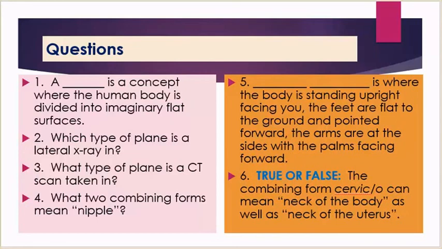Number 5, blank blank is where the body is standing upright facing you, the feet are flat to the ground and pointed forward, the arms are at the sides with the palms facing forward. Number 6, true or false? The combining form cervico can mean neck of the body as well as neck of the uterus.